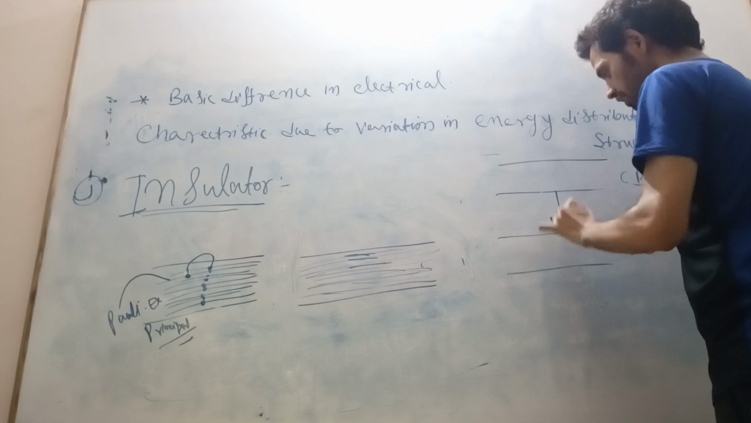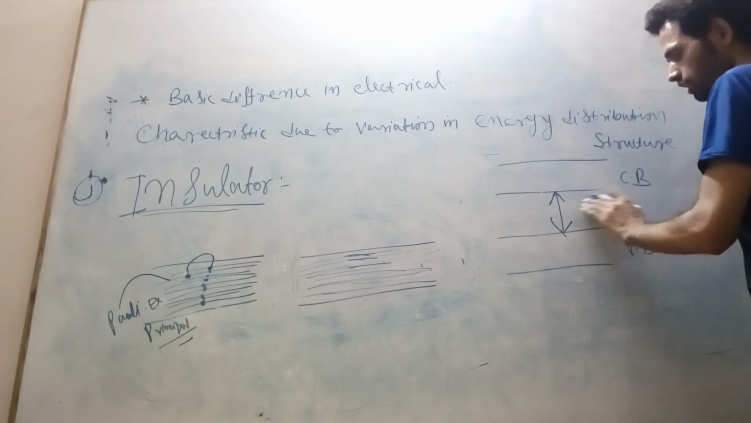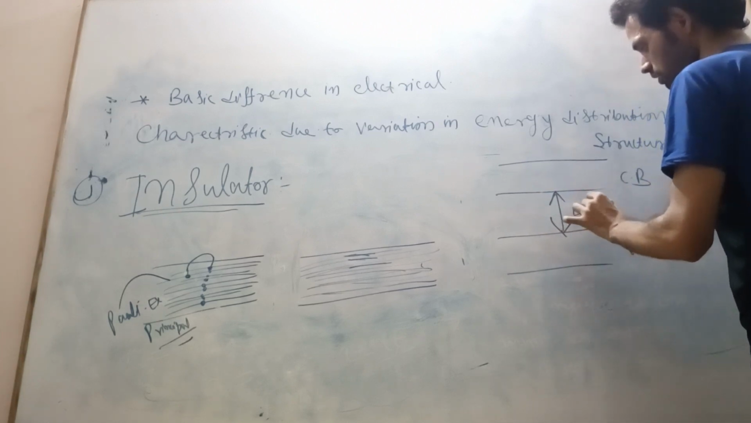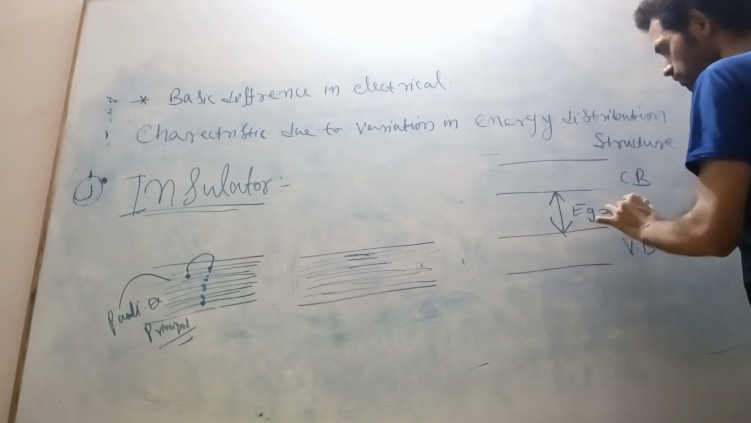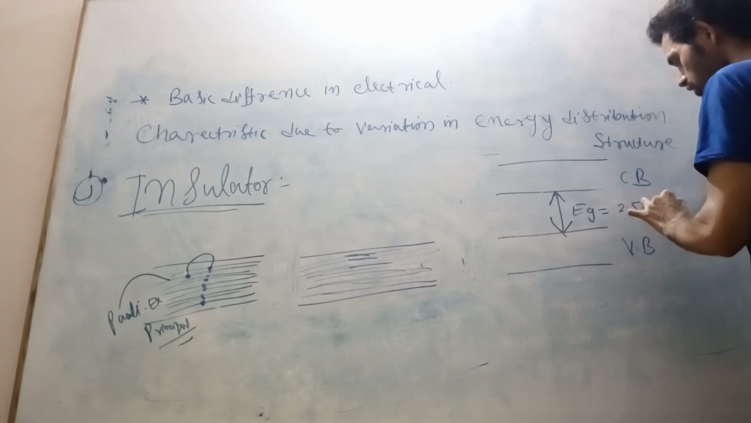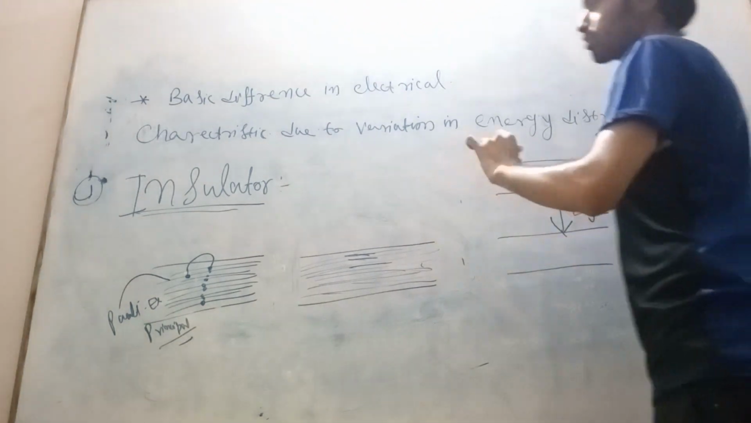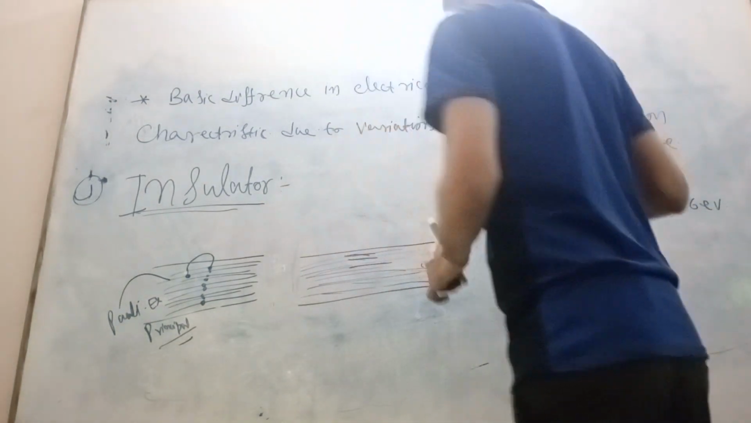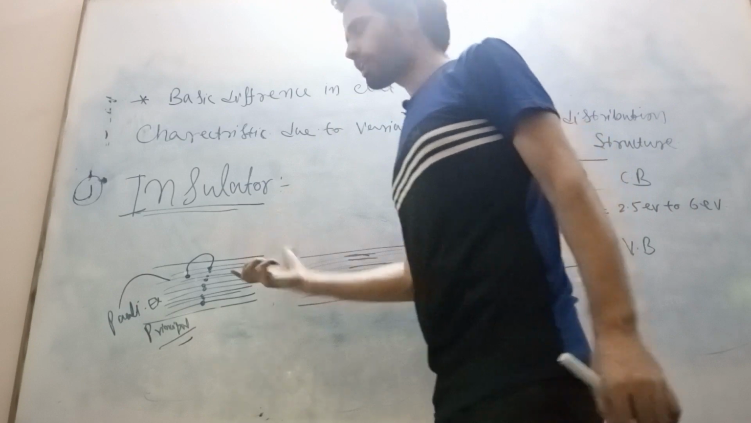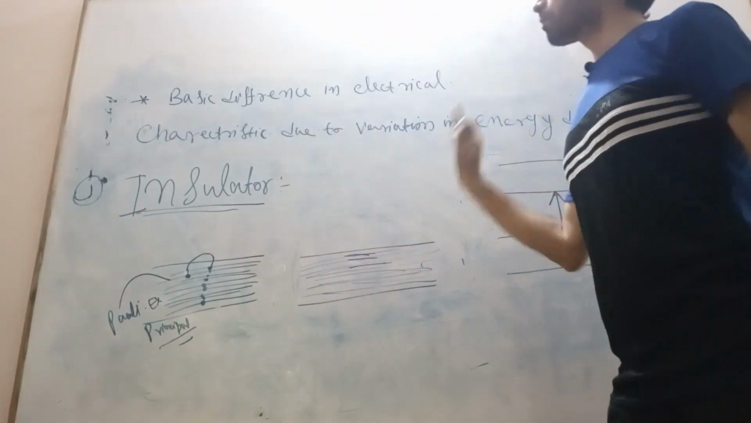Okay, so here the gap is what? Here the gap is how much? Here the gap is the energy band gap. This gap lies in between 2.5 electron volt to 6 electron volt for what? For insulator.